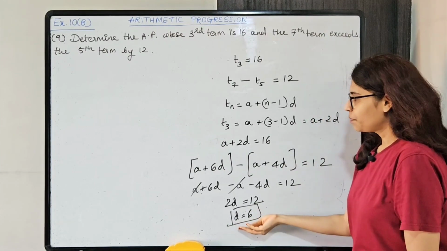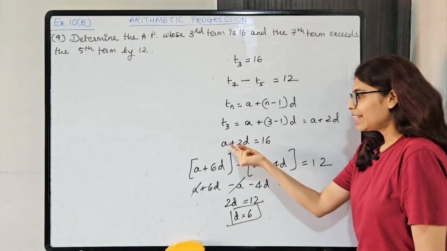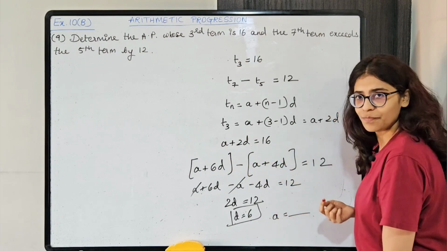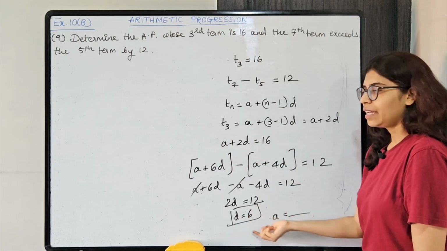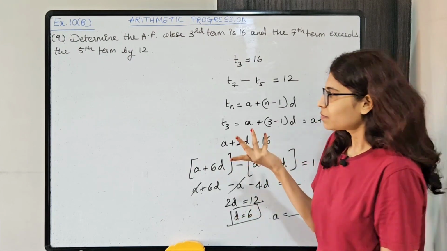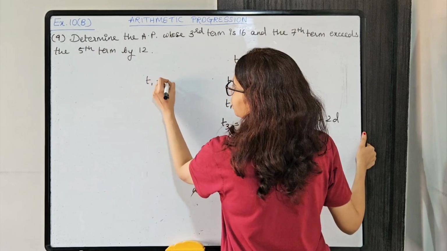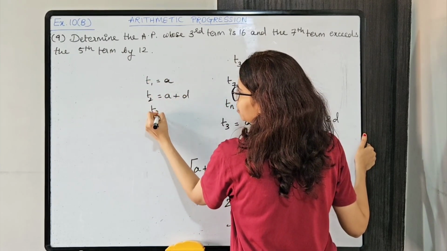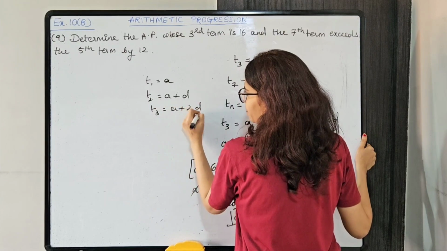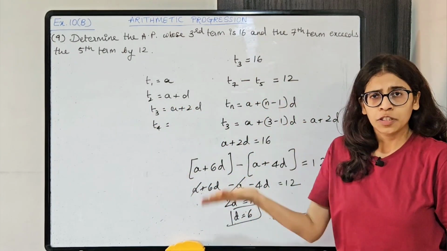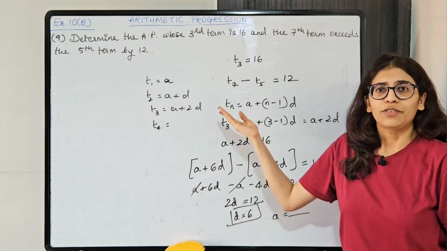We got D. Putting the value of D, I'll get the value of A also. Once I get A and D, finding out the AP is very easy. First term will be A, second term will be A plus D, third term will be A plus 2D. Find out at least first 5 terms. That will give you the AP.